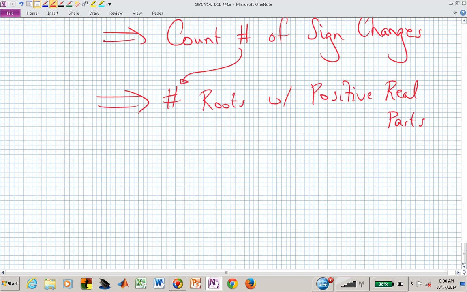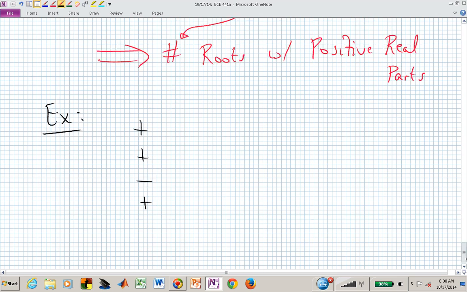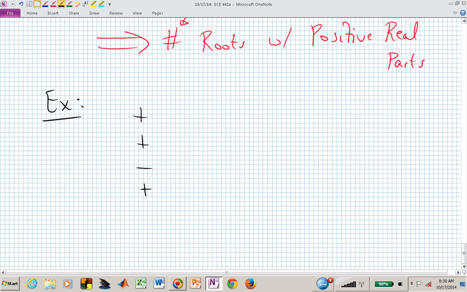Let's just look at a basic example. Let's say that you've built the Routh array and the left column has a positive number, a negative number, and a positive number. That's in the left column. These are the left column elements.